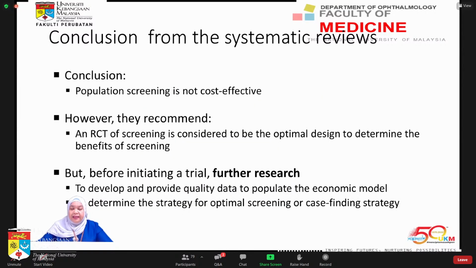This is what they had, the 4 questions. They found out that population screening is not cost effective, but they recommended that maybe a randomized control trial with optimal design can see what the benefits of the screening are. But before initiating a trial, you have to do further research to help in populating the economic model, because economic evaluation is all about populating the economic model and determining strategy for optimal screening or case finding.